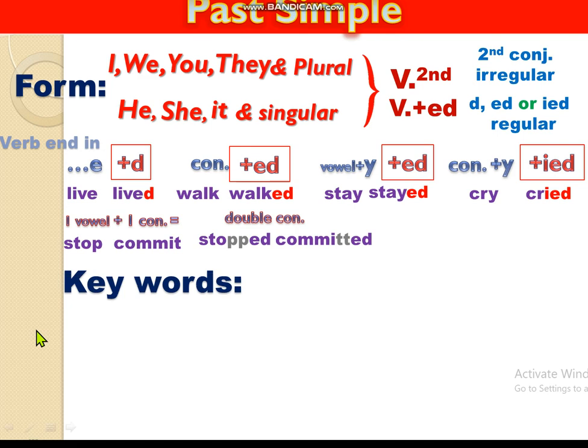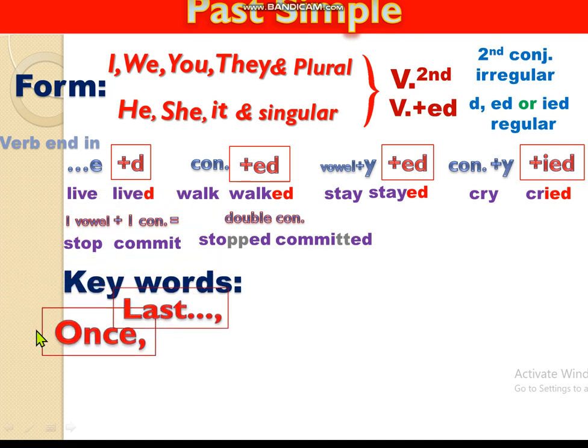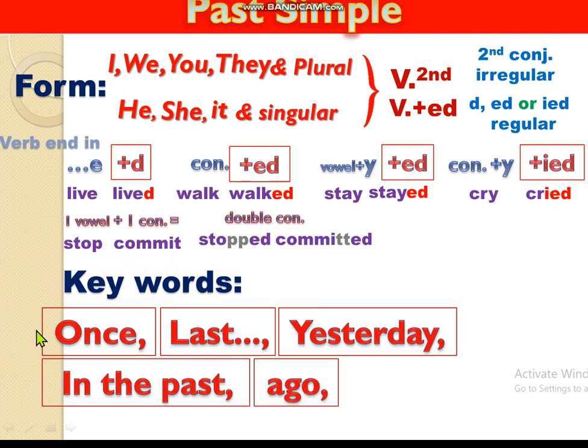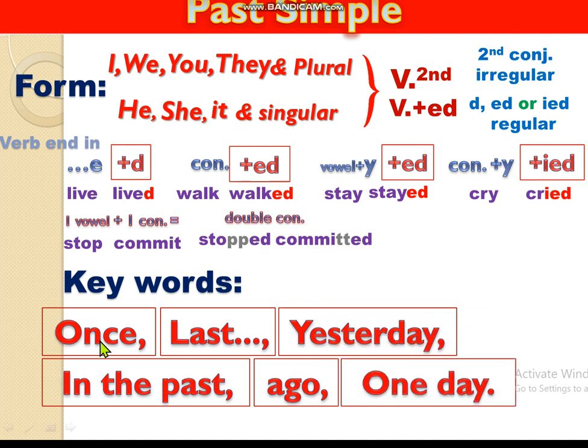The keywords for the past simple: once, last, yesterday, in the past, ago, one day. We used to keep it as a song. Once, last, yesterday, in the past, ago, one day. Second verb or ed. If you remember that song that we used to sing in the class. Second verb, that means the second conjugation or the second form for the irregular verb, just to make it short, or the verb plus ed or ied and so on.